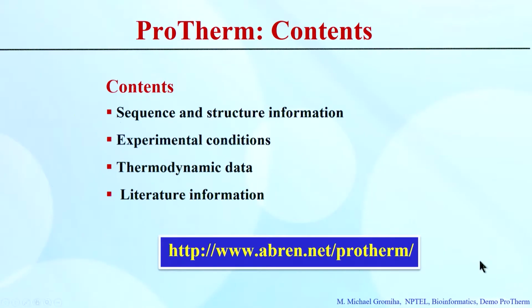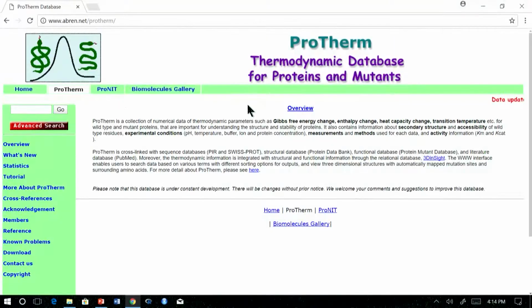You can access ProTherm at this website, abram.net ProTherm, and I will explain the utilities and how to retrieve data from ProTherm. This is the website for ProTherm. Here you can see the links to other databases like ProNet or Biomolecules Gallery. On the left side you can see the major aspects of ProTherm. You can see the overview.